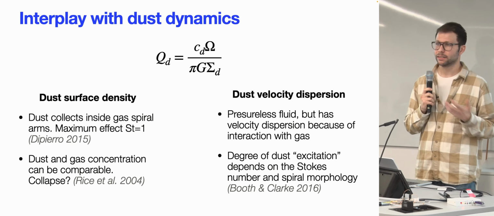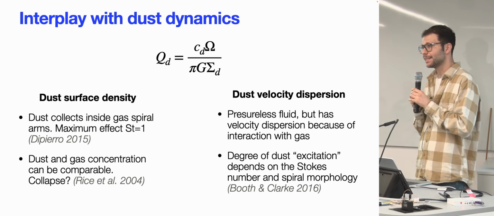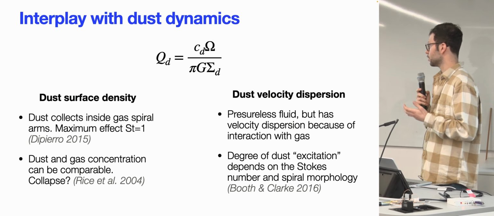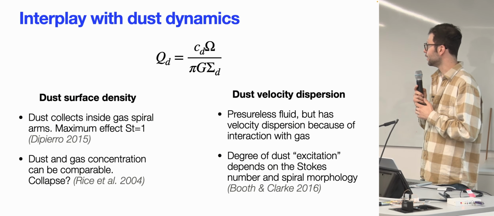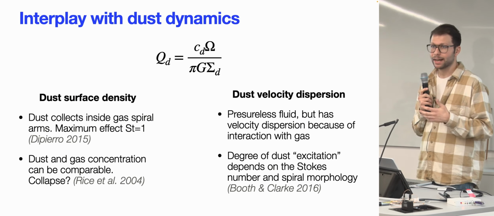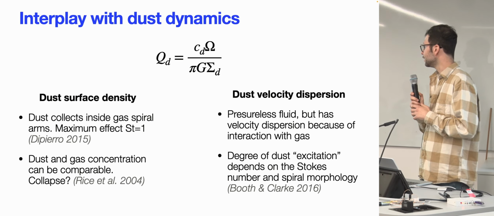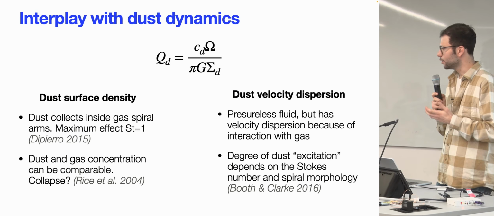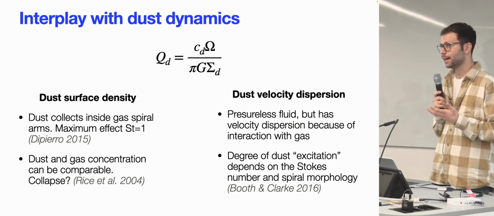So what happens in a gravitationally unstable disk to the dust? The dust tends to collect inside gas spiral arms, and the maximum effect is for Stokes number equal to 1, so the interesting regime I was talking about before. And the concentration of dust particles inside gas spiral arms can be so high that the density of the dust can be comparable to the gas one. And so these gas spiral arms are a location where dust particles are in principle able to collapse because they can reach very high density.